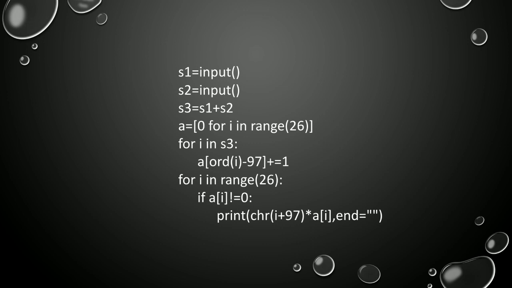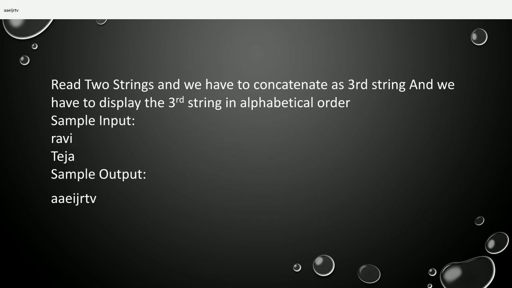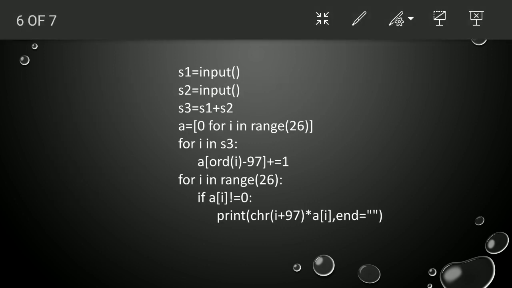So what will be our program? S1 will be taken as Ravi, S2 is Teja, and we concatenate them. So S3 contains Ravi Teja, in a single line. Now the same process that we did there, we need to do here as well, for printing that name or word in alphabetic order. Already I told you; if you haven't seen that video, go and check the playlist, and you will find how to print it in alphabetic order.